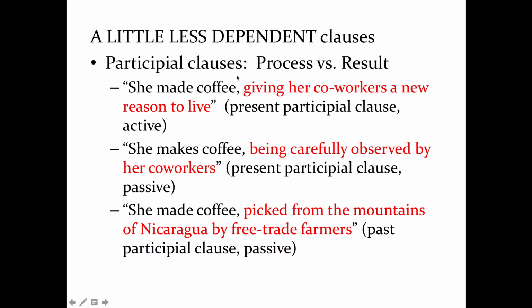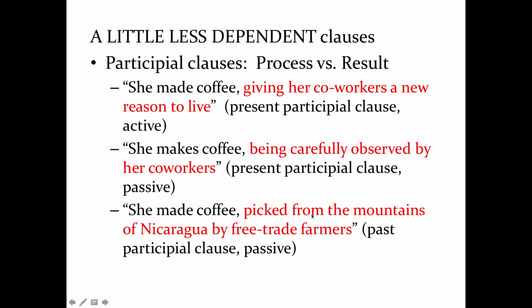There's a covert subject, kind of a hidden subject here. The person who gave has to be the person who also made. Here, she makes coffee, being carefully observed by her coworkers. The person who is carefully observed has to be the same as the person who makes. The subject of this dependent clause is the same as the subject of the independent one up at the beginning.